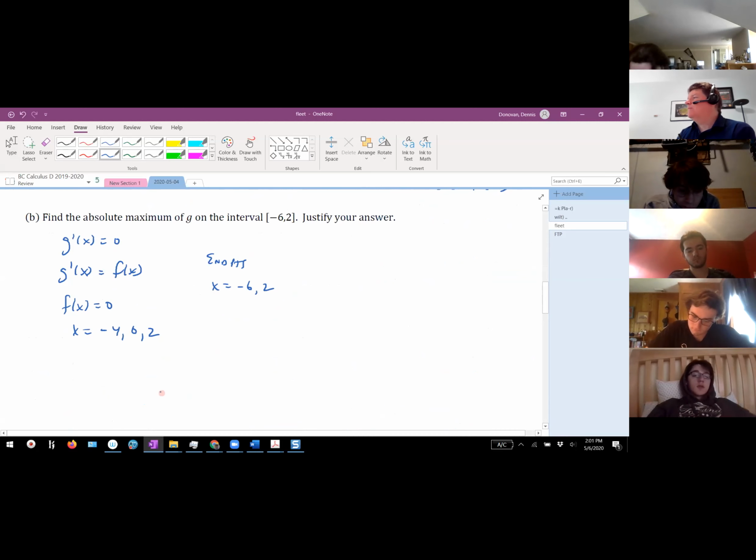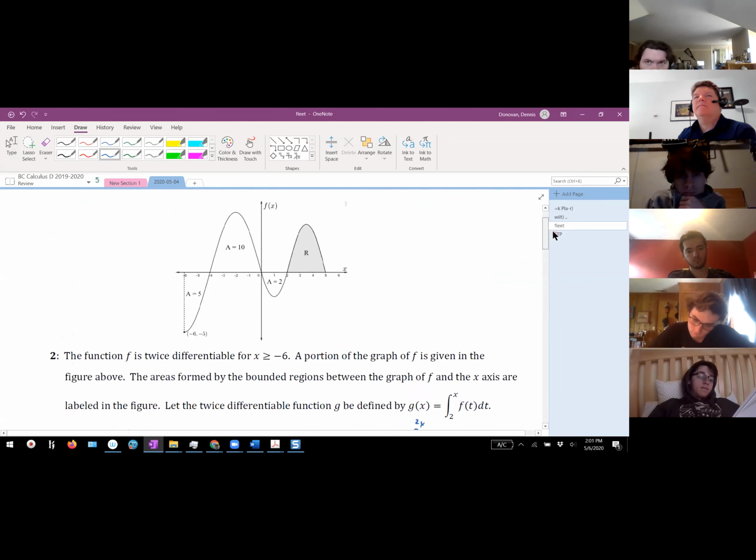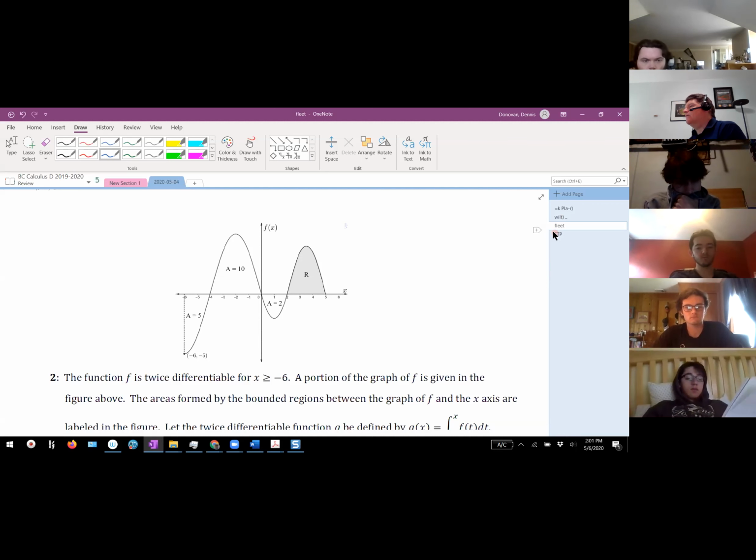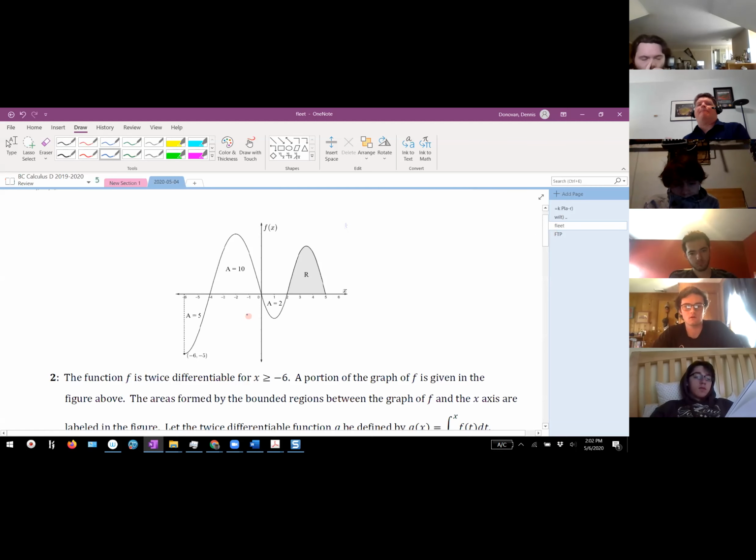Can I exclude any of the x values? I mean, it's not horrendous doing this one if you don't exclude any, but are there any that I do not have to check? -4 and 2, because it goes from negative to positive. The graph goes from negative to positive.